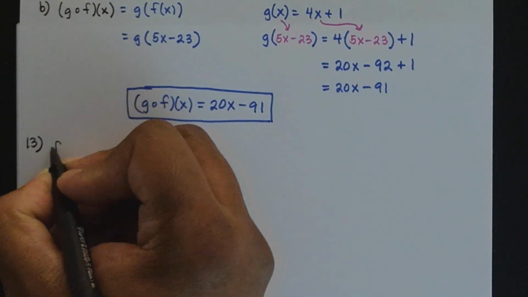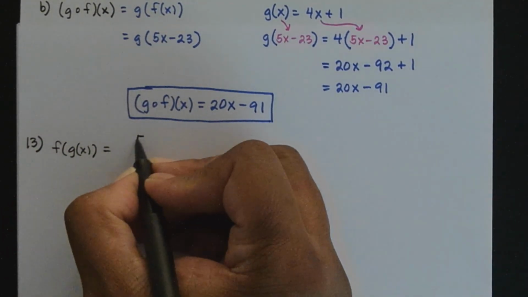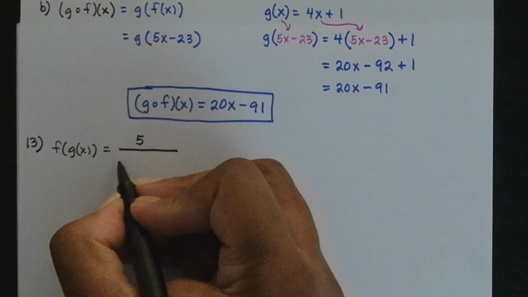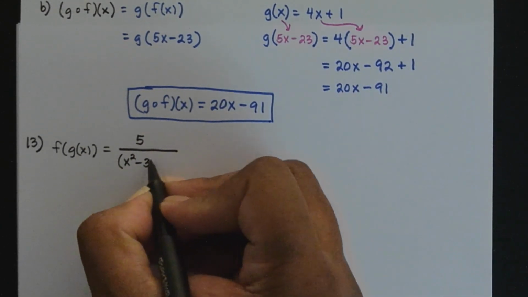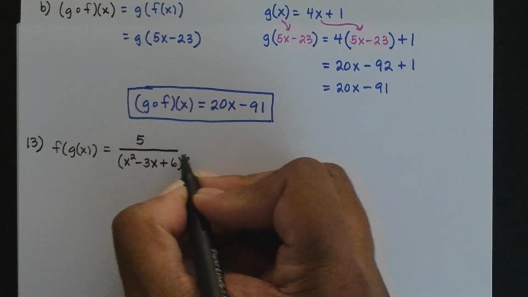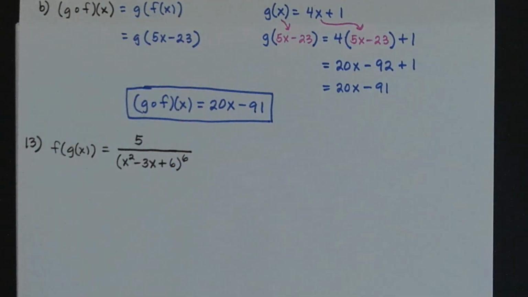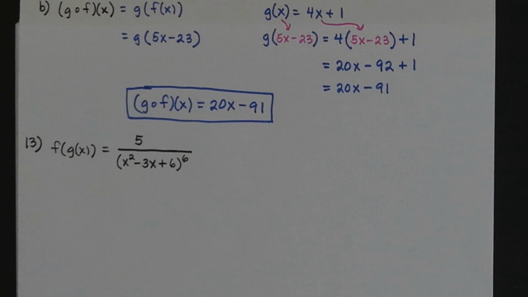So here we got f of g of x, that's equal to 5 divided by, let's see, x squared minus 3x plus 6. That quantity is to the 6th power. And here we're going to determine the functions f of x and g of x such that we have the composition of f with g of x being equal to that. All right, so let's find out what f of x was and what g of x was.